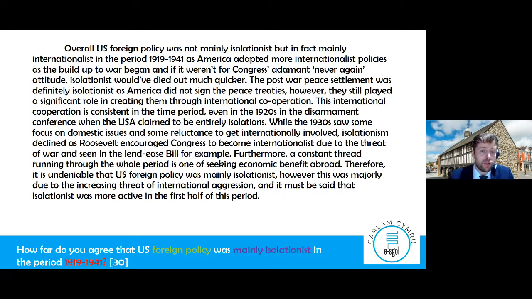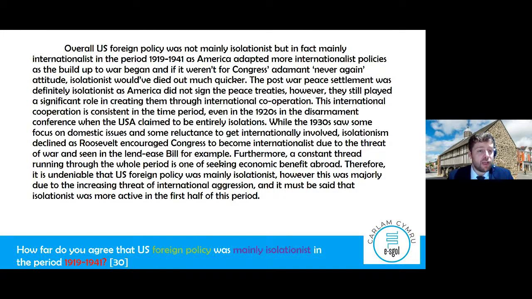This international cooperation is consistent in the time period, even in the 1920s and the disarmament conference, when the USA claimed to be entirely isolationist. While the 1930s saw some focus on domestic issues and some reluctance to get internationally involved, isolationism declined as Roosevelt encouraged Congress to become more internationalist due to the threat of war, as seen in the Lend-Lease Bill, for example. Furthermore, a constant thread running through the whole period is one of seeking economic benefit abroad. Therefore, it is undeniable that US foreign policy was mainly isolationist.